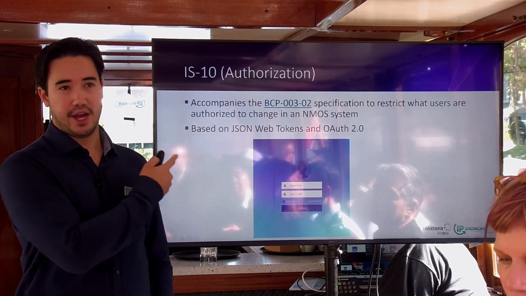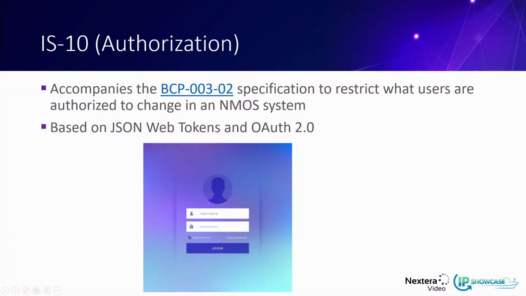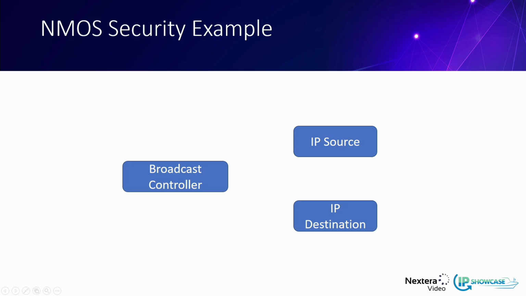And there's also an IS spec called IS-10 for authorization. And this just makes sure that users are authorized to change an NMOS system. It uses JSON web tokens and OAuth 2.0, but what this really means is it just makes sure that users are authorized to change the system and maybe has a login screen, something like that.